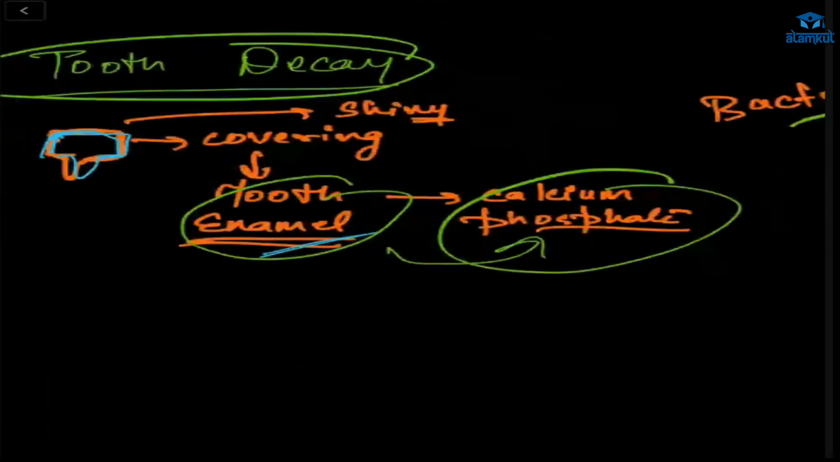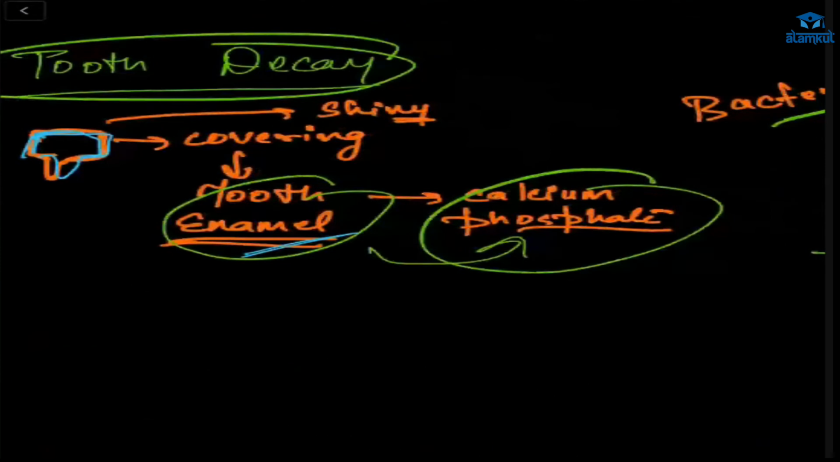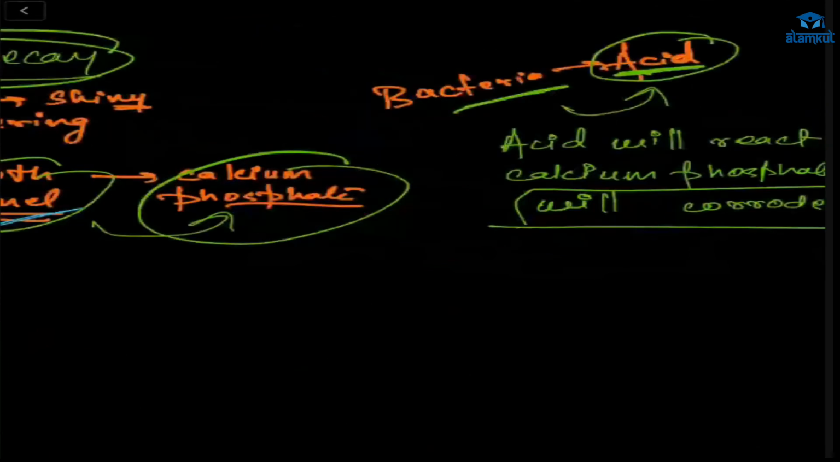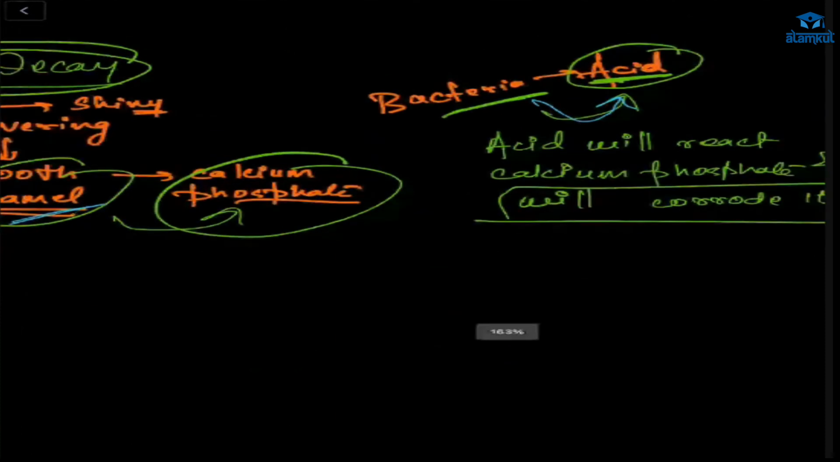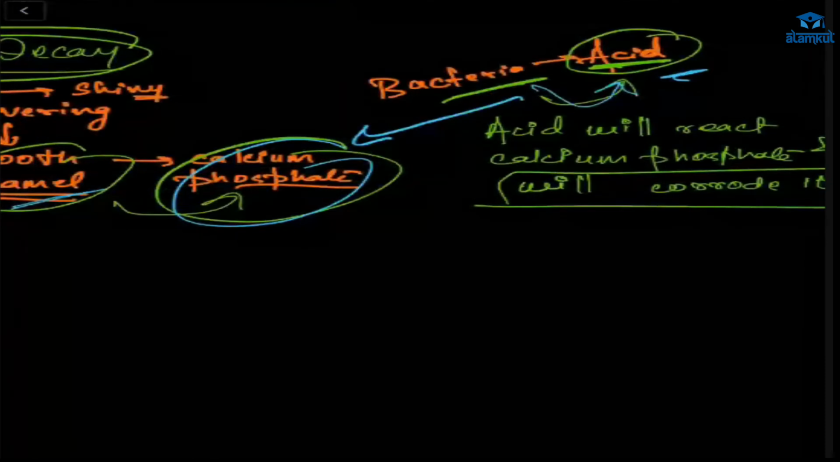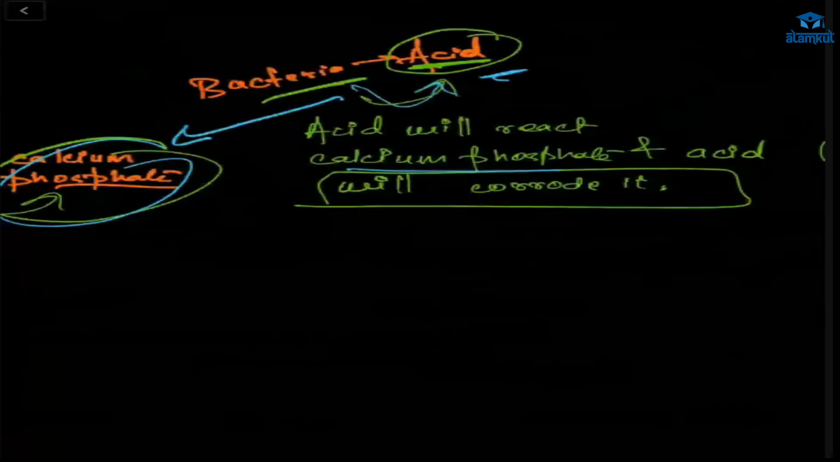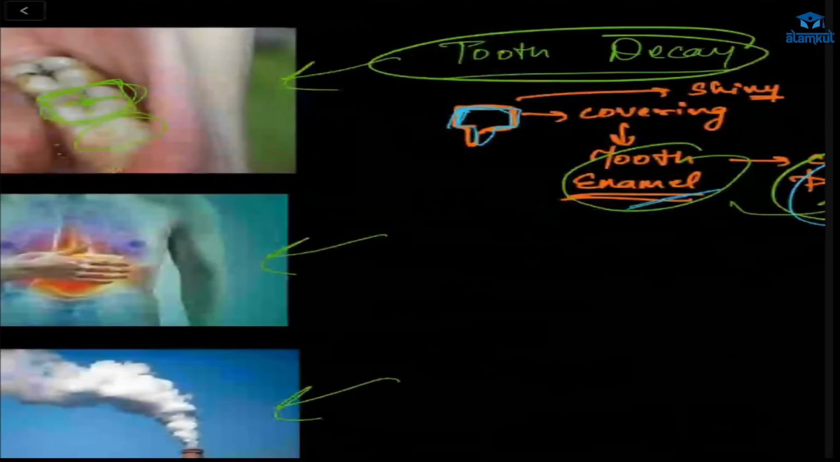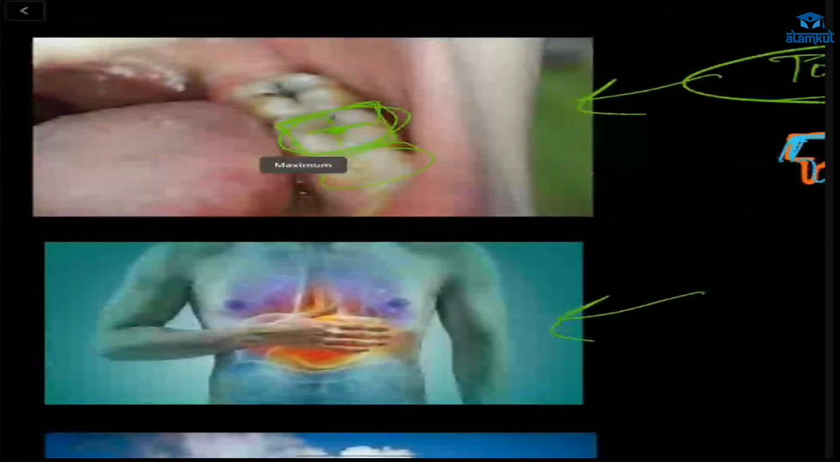So this covering is a shiny covering, made up of calcium phosphate, and if we do not brush at night and we go to sleep, then what will happen? Then the bacteria will come and eat the remaining food, and the bacteria will produce acid. So here this is the acid, this is the calcium phosphate. The acid will react with the calcium phosphate and corrode it. It means acid will corrode our teeth. Then these black spots will appear on our teeth.